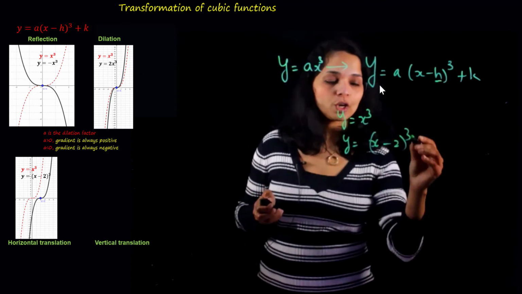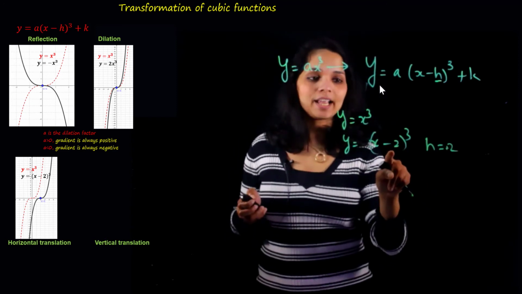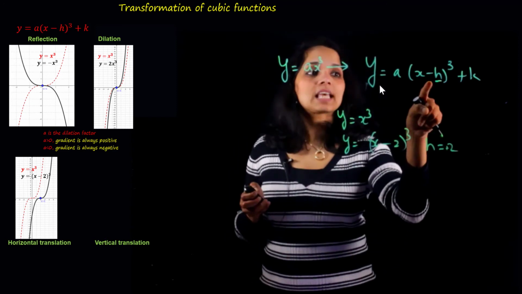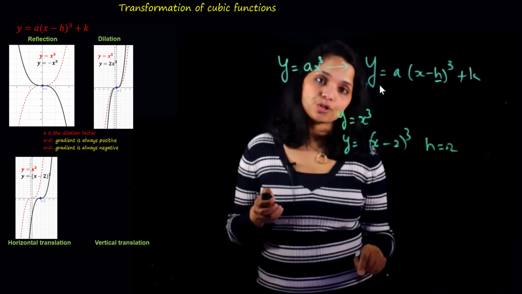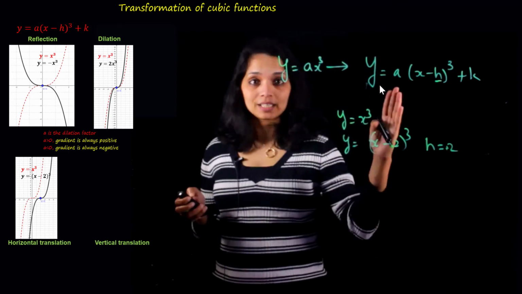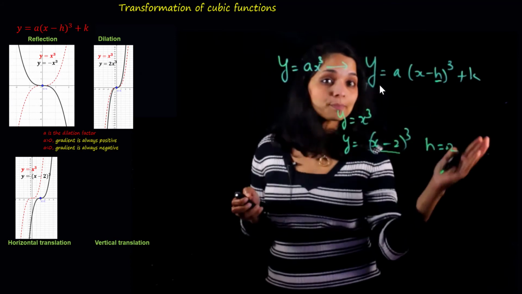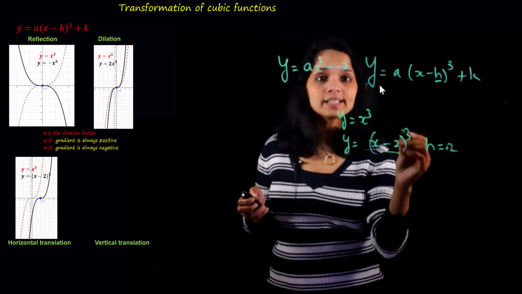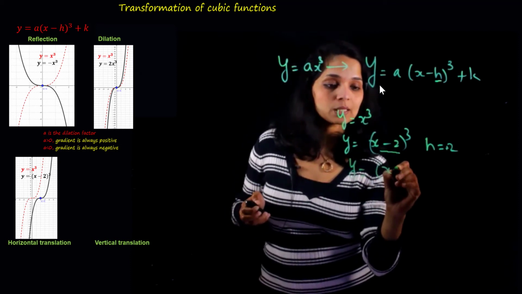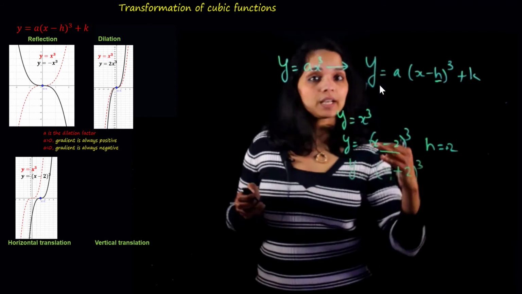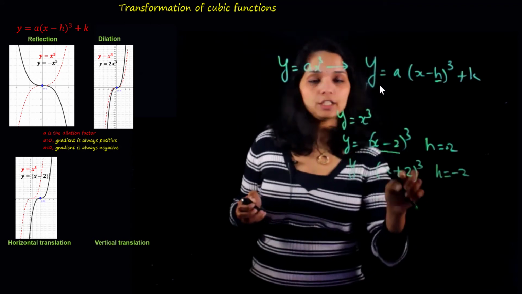If you compare these two equations, you can see that h equals plus 2. You might be tempted to say h is minus 2, but it's not, because the form is x minus h. So when you compare these two equations, h equals 2. So when h is positive, the graph is translated to the right, or when the equation is of the form x minus something, the graph is translated to the right by that amount. And if the equation was of the form y equals (x plus 2) the whole cube, the graph would have been shifted to the left by 2 units, because h is then minus 2.